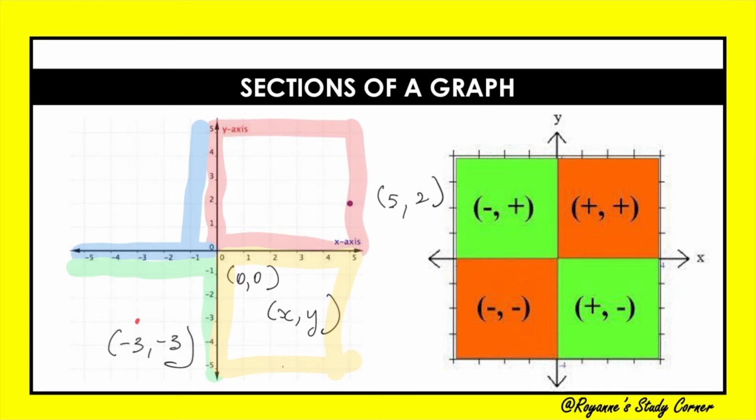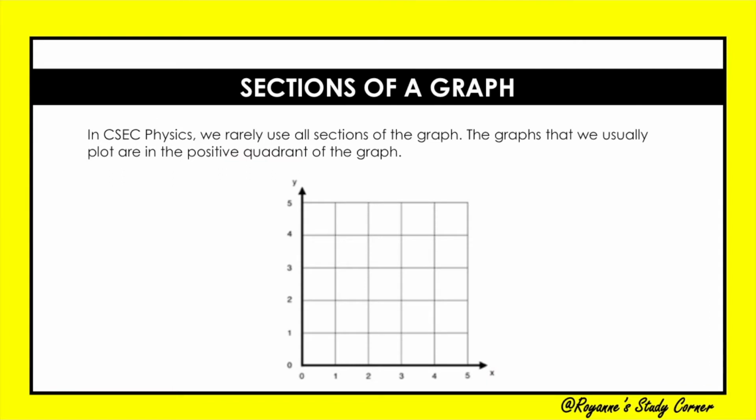So while in math we would use all of these sections, in physics we usually only use this little section here in red, where x is positive and y is positive. So most of our graphs, you'll realize in physics, usually just look like an L, because that's the section of our graph that we really focus on with physics. Sometimes it can go into the negative area, but in most cases, most of your graphs will be in this general area.